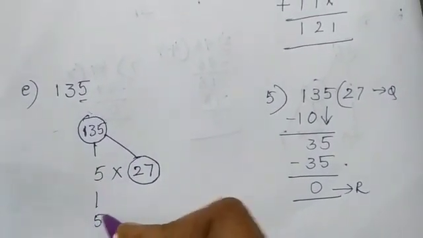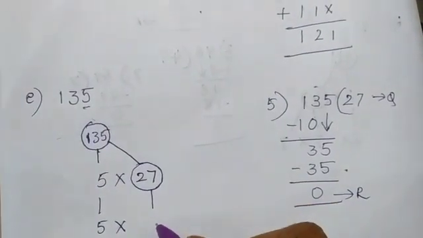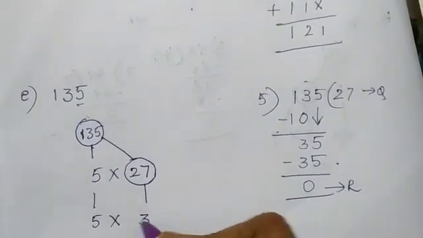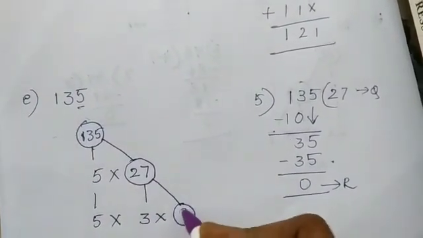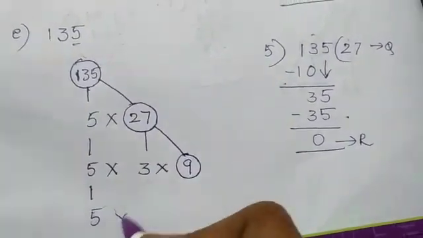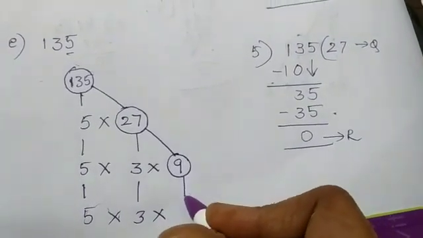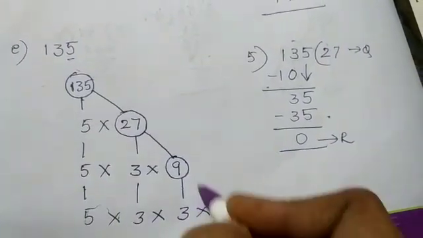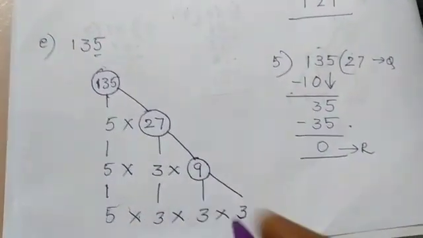So 5 into, does it go in the 2 table? No. In the 3 table? Yes. So this is 3 9s are 27. Now again 9 is a composite number. So 5 into 3 into, it goes in the 3 table. So it can be written as 3 into 3. It is the answer. So 135 is equal to 5 into 3 into 3 into 3.